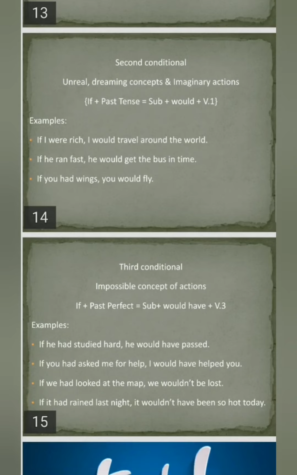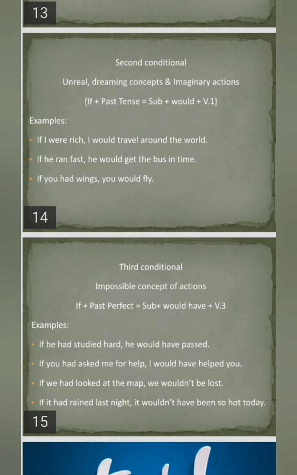Third conditional, impossible concept of action. If plus past perfect, you have to use subject plus would have plus V3. For example, if he had studied hard, it has already happened, right? So it won't happen again, right? So that is in third conditional. If he had studied hard, he would have passed. So this is an impossible concept, already it had happened, right? So some of the imaginary concepts, we have to use the third conditional.